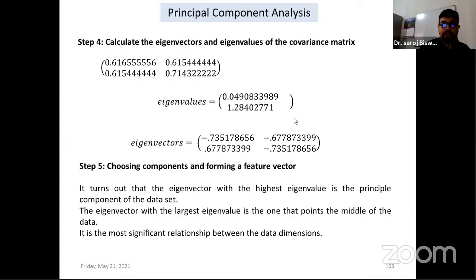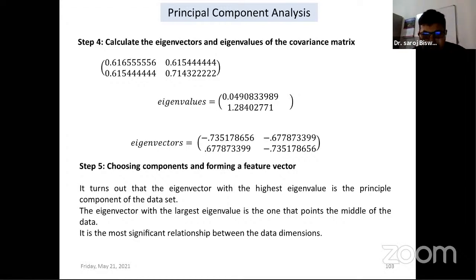Fine. So we now got the principal component. It says the eigenvector with the largest eigenvalue is the one that points to the middle of the data. Wherever we get the eigenvector with the highest eigenvalue, it's called the principal component, and it points to the middle of the data. What does the middle of the data mean? It holds the maximum information about the data, the mean of the data we got here. And it is the most significant relationship between the data dimensions. This relationship is about the eigenvector and eigenvalue.